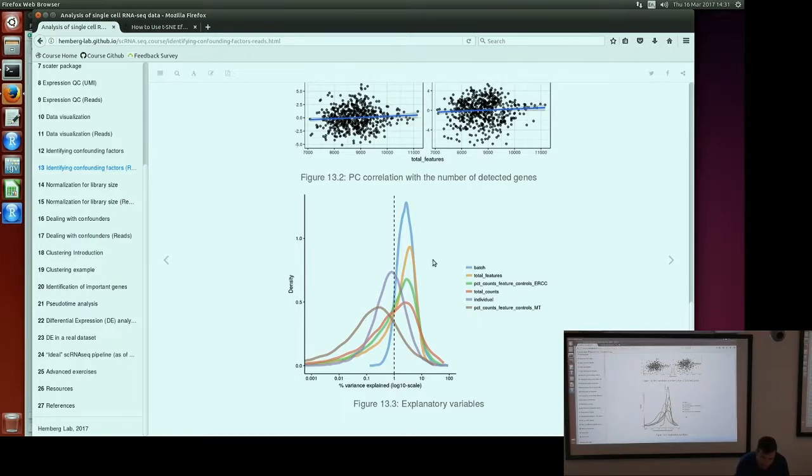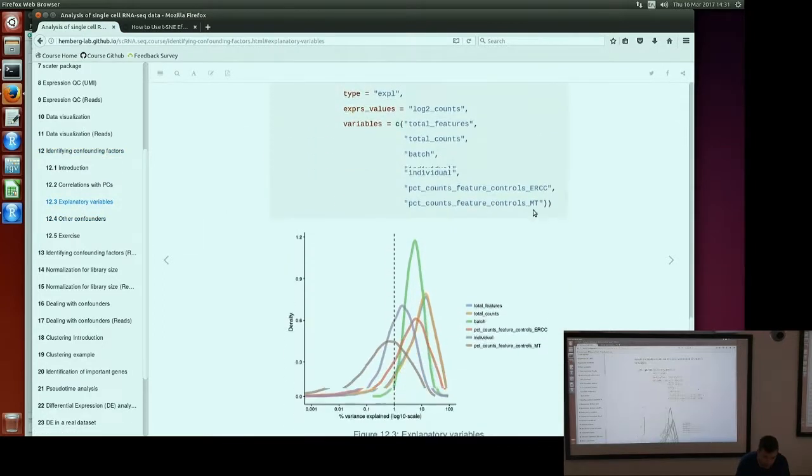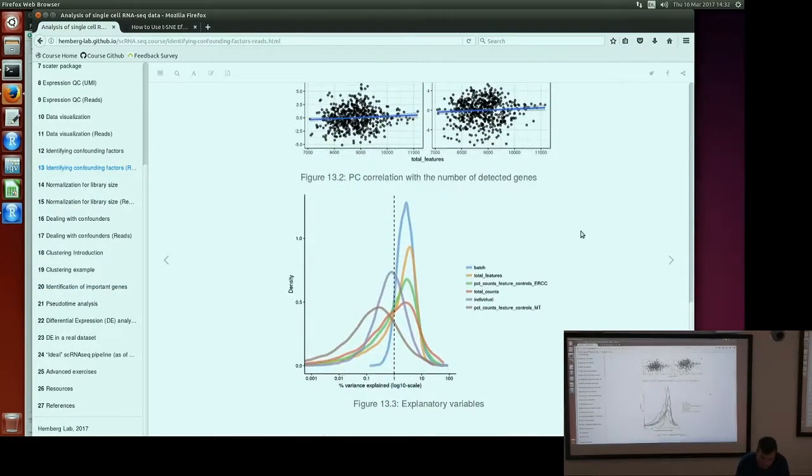Interestingly, for the UMI data, total features and total counts seemed to explain more variation for more genes than when we look at the same plot in the read data, possibly again reflecting the greater noise levels in the read data. So none of these particular variables explain as much here. Batch seems to be a slightly stronger effect than it was previously, but fairly marginal.